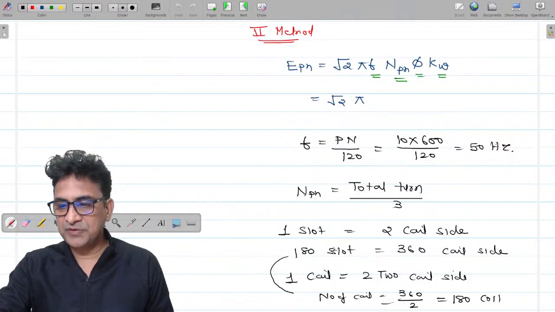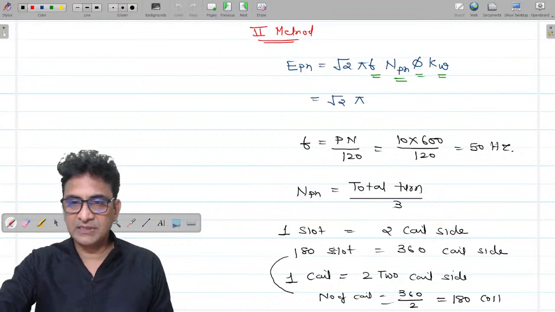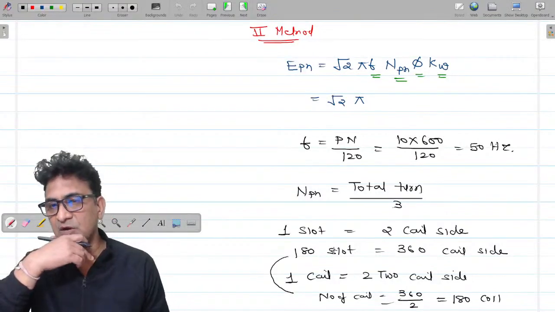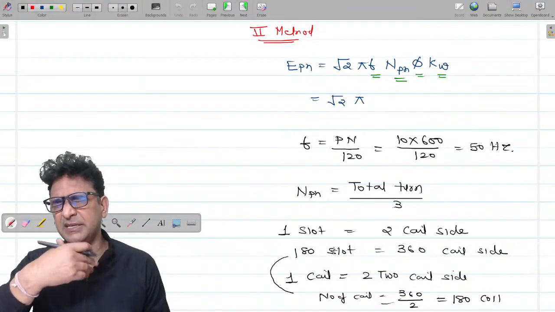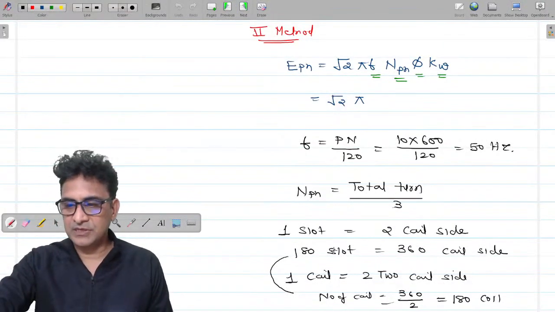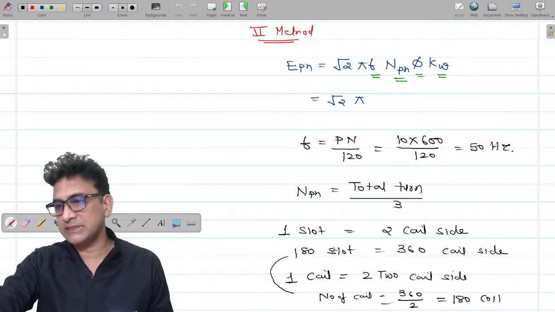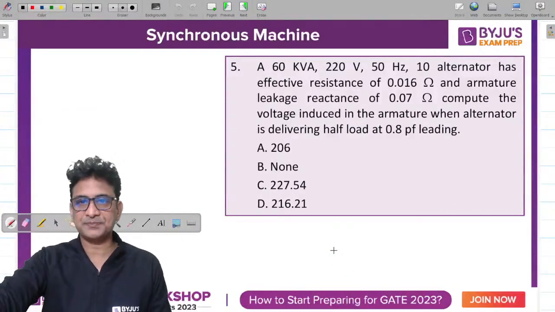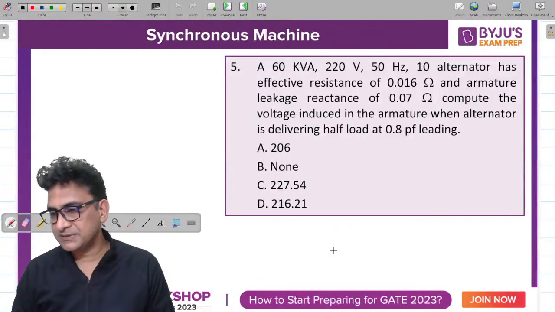Okay, so I am now moving to the next question. These four questions are based on how much EMF is induced in a conductor, in a coil, in a winding. So now we are moving towards the next concept of synchronous machine. Okay, so this is my question number 5.